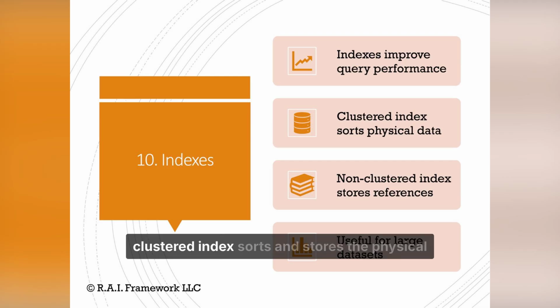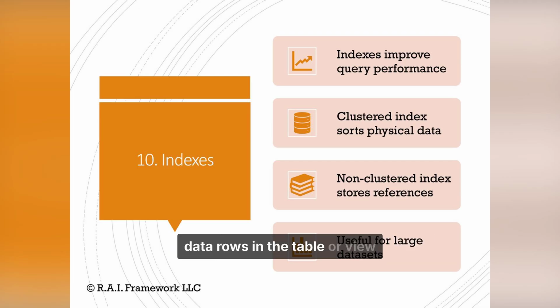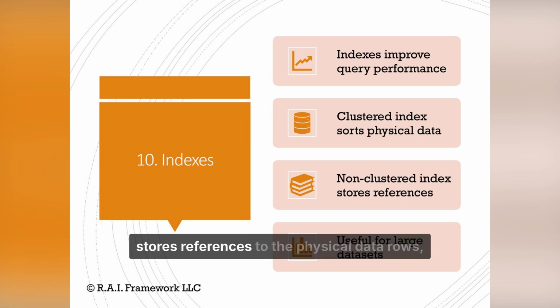A clustered index sorts and stores the physical data rows in the table or view based on their key values. There can only be one clustered index per table. A non clustered index, on the other hand, stores references to the physical data rows, meaning the data itself is not physically reordered. These are particularly useful for large data sets.